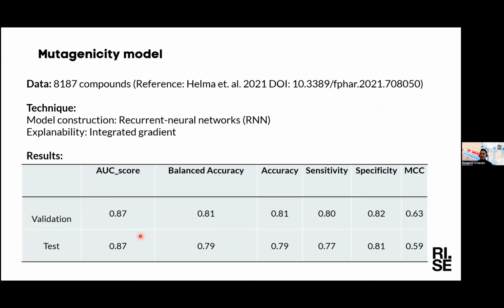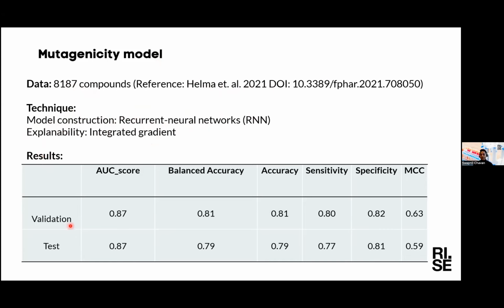Lastly, I'm going to show you one example from our AI-TOX model suite. This example is the mutagenicity model. This model has been trained with a quite large mutagenicity data set from Helma et al.'s 2021 paper. We use a recurrent neural network, the text embedding based approach, to construct the model. For model explanation, we use the integrated gradient method.